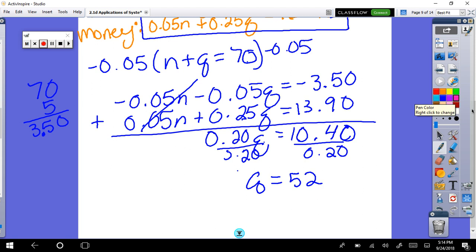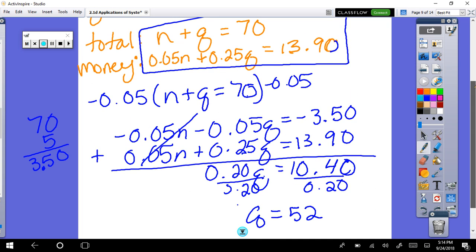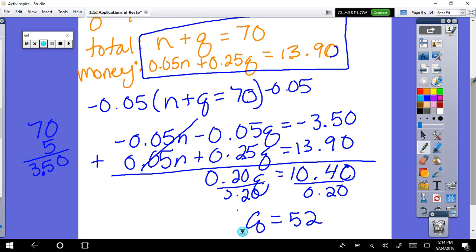Going back up to my original problem, I had 70 coins. So if I have 52 quarters plus how many nickels equals 70 total? That means I must have 18 nickels because I have to add up to 70.